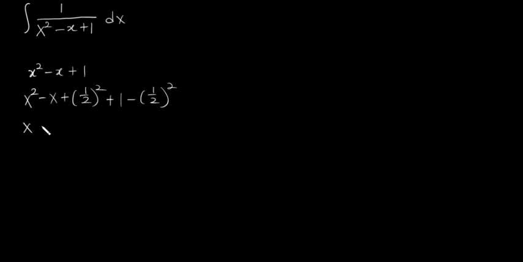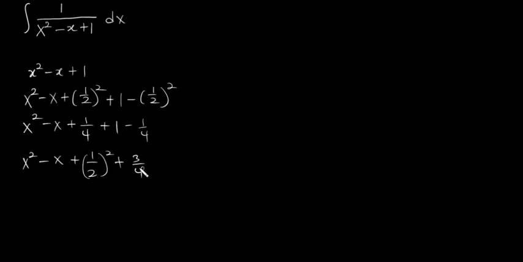Now let's look at this. You are going to have 1 over x squared minus x, plus, let me write it as 1 over 4 for now, plus 1 minus 1 over 4. Let's simplify this and see. What I actually need is x squared minus x plus 1 over 2 squared. This is what I actually need. Plus, let's do 1 minus 1 on 4. That gives us 3 on 4. This is what we actually need to continue with the question.